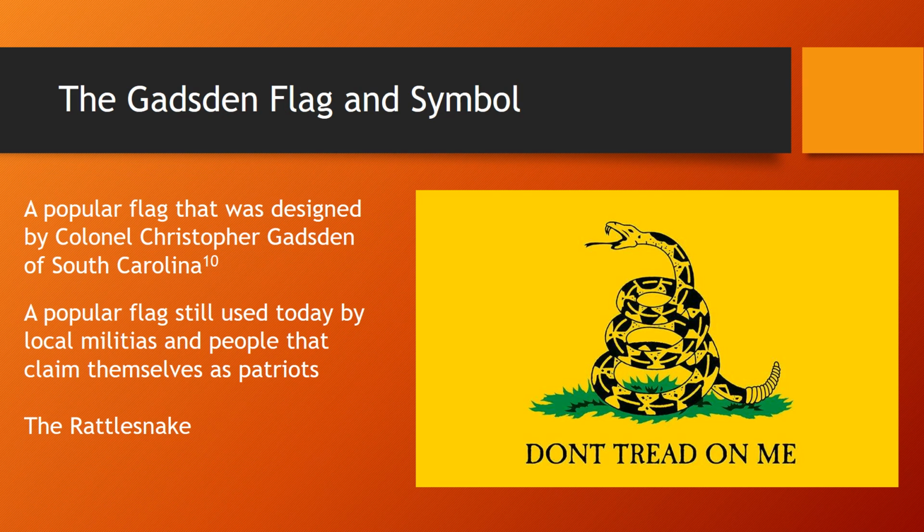All right, the next symbol is one I like because, for one, it incorporates the rattlesnake. This may be popular to some, others may not be real familiar with the Gadsden flag, but most people have heard at some point the inscription on the bottom of the flag, "Don't tread on me." The saying itself is probably more popular than the flag or the symbol.